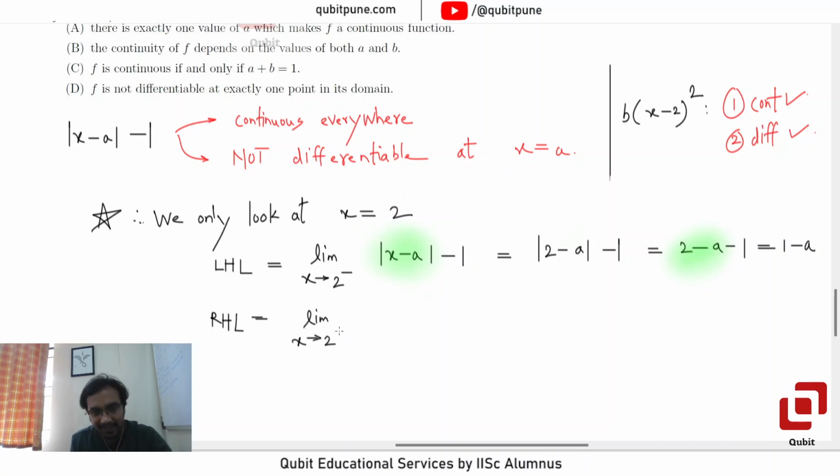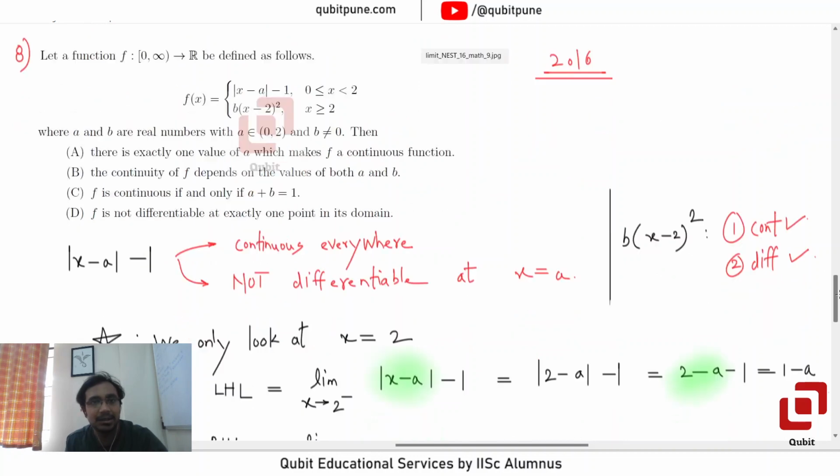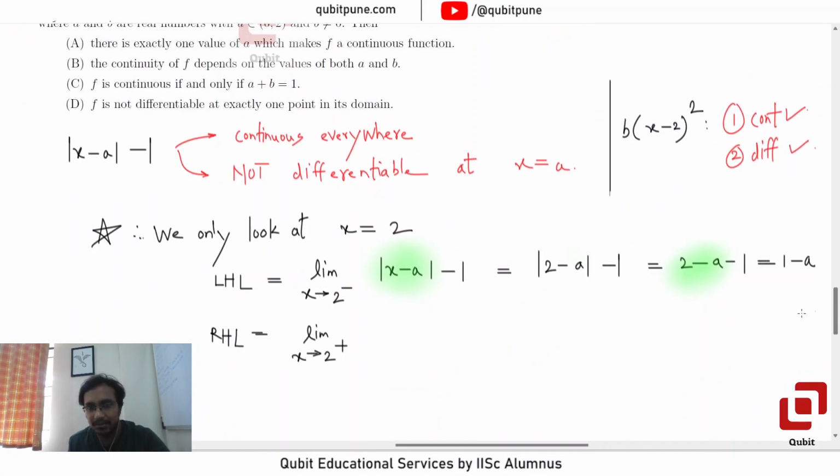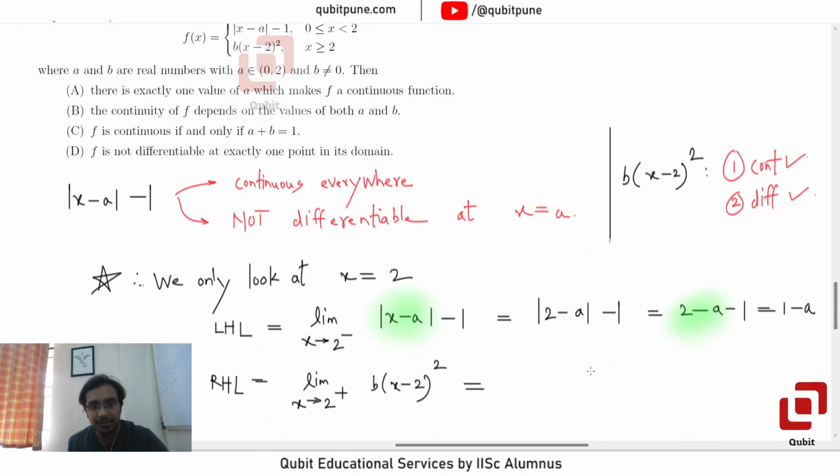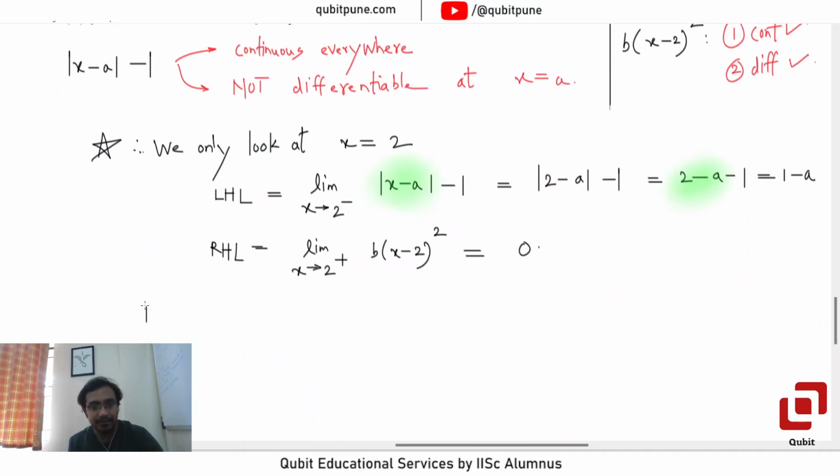I think RHL is pretty straightforward, because all we have to do is just substitute. So 2 minus 2 is 0, so that is 0. Okay, now for continuity, by the way, this also happens to be f of 2.